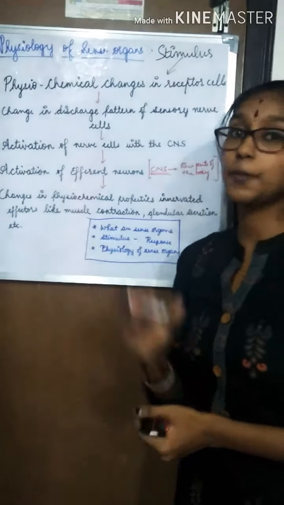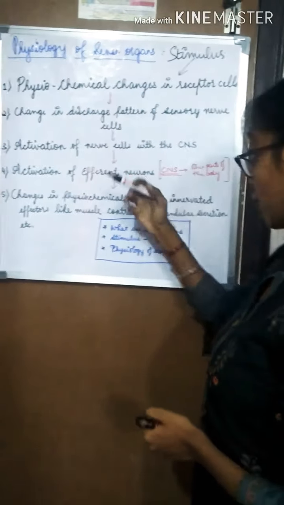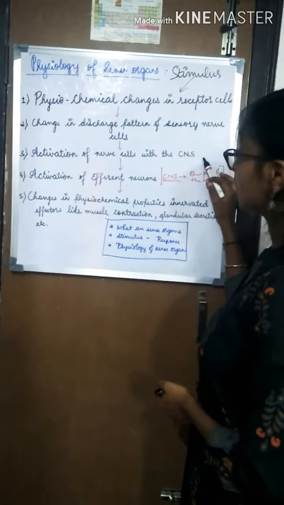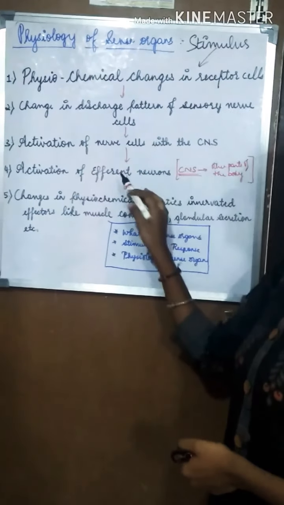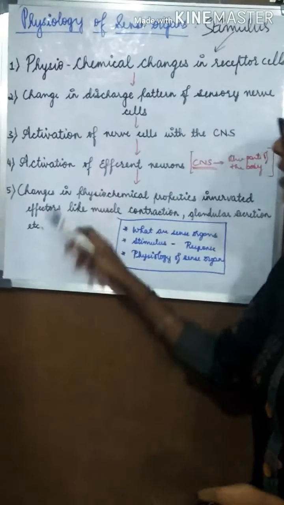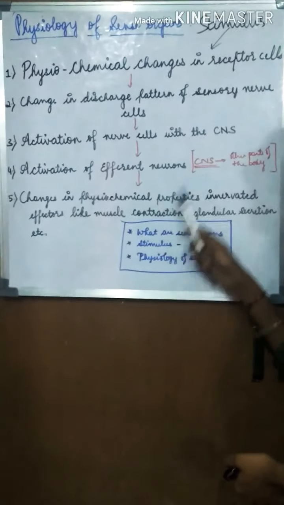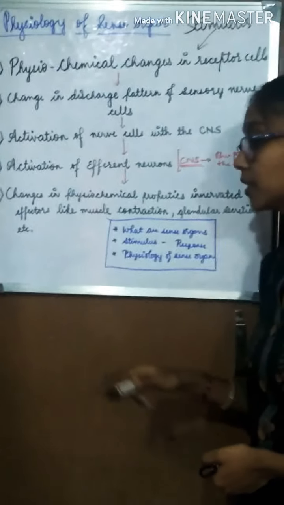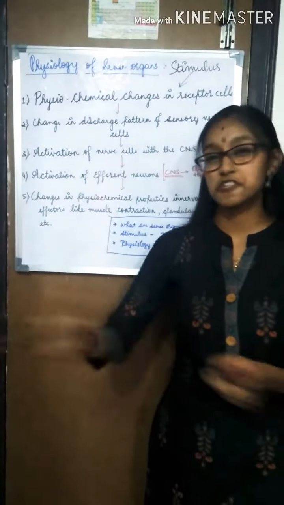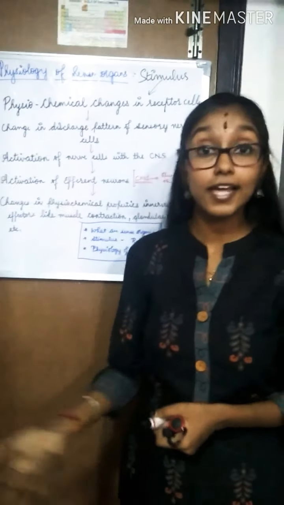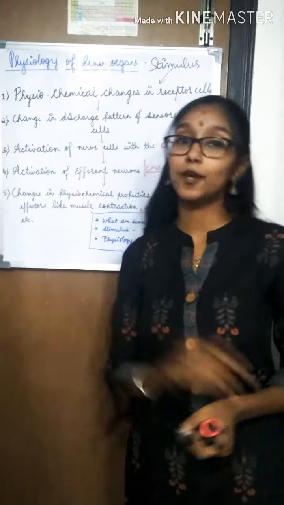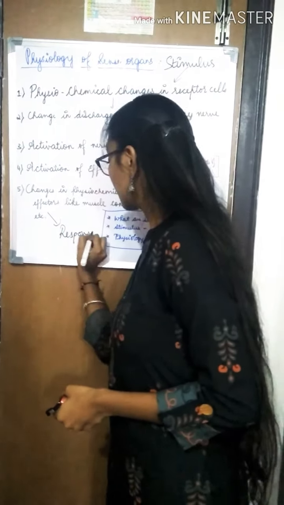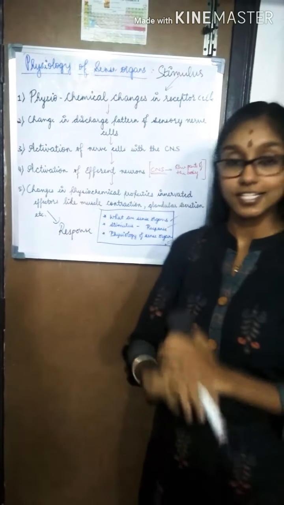Now what is the information? You are being hit by your sibling or your friend. That information is being carried by sensory nerve cells to the central nervous system, and from the central nervous system, it is carried to other parts of the body by efferent neurons. What happens later? There is change in physiochemical properties, which innervates effectors like muscle contraction, glandular secretion, etc. Glandular secretion? Yes, there will be rushing of hormones like epinephrine or adrenaline. And as a response, you hit your sibling or friend back. And that is your response. Physiology of sense organ is clear.